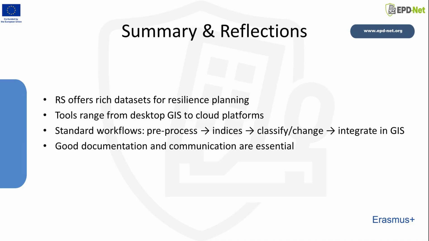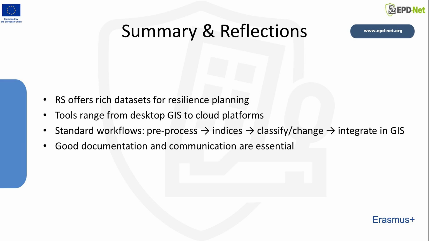Here we reiterate the core ideas of the topic. We emphasize that remote sensing provides a wide array of datasets, from global satellite archives to local UAV surveys, that can be transformed into meaningful information for urban resilience planning when appropriate tools and workflows are used. Students are reminded that practical work takes place in a combination of desktop GIS, specialized remote sensing software and cloud platforms, each serving different roles in the processing chain.